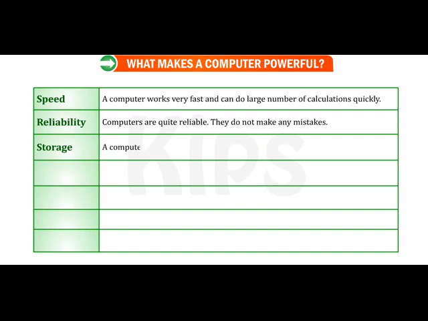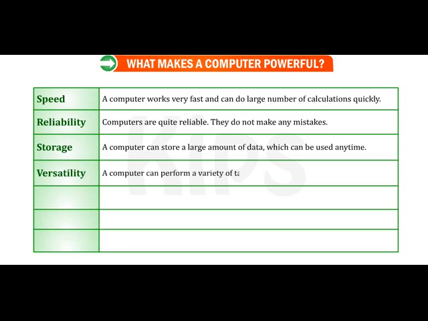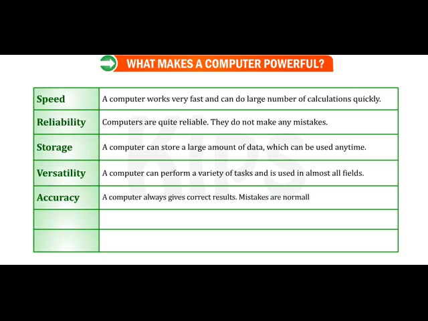Storage. A computer can store a large amount of data which can be used anytime. Versatility. A computer can perform a variety of tasks and is used in almost all fields. Accuracy. A computer always gives correct results. Mistakes are normally done from a user's side.